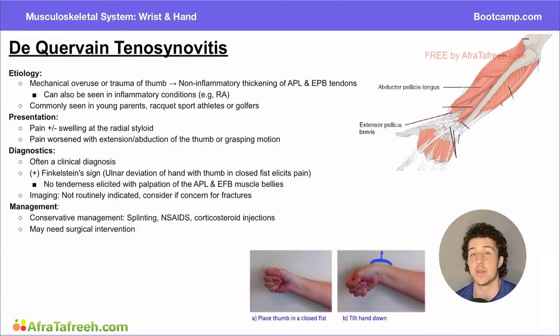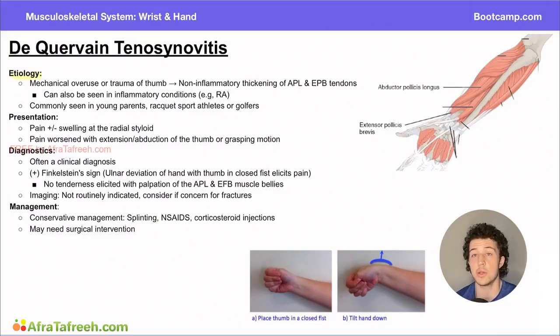Let's talk a little bit about the name first. So teno referring to tendon and syno referring to synovial fluid, or the synovial sheath that surrounds tendons. And itis usually refers to inflammation. As we'll see, this is not always an inflammatory condition, but there's pain and swelling, and so the itis sticks. All right, so let's hop in and talk straight about our etiology.